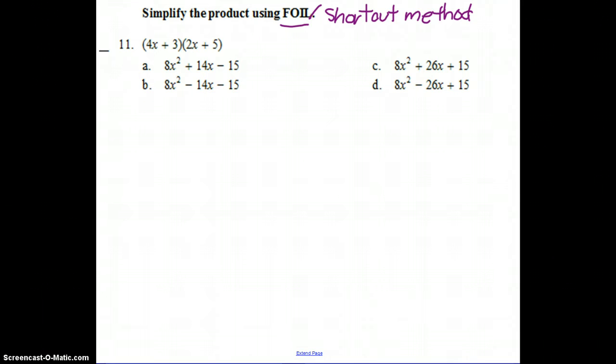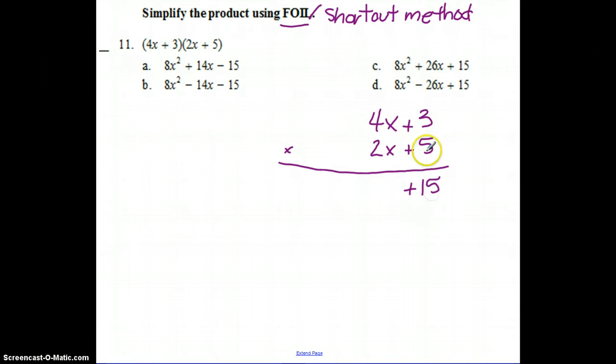So if I go through to use this and have 4x plus 3 times 2x plus 5, both of these are binomials. So it doesn't matter which one goes first, both 2 digits long, 2 terms long. Do my 4x plus 3 and then my 2x plus 5. Draw my multiplication sign up here and draw my line. And then I'm going to start multiplying. So 5 times 3 gives me positive 15. 5 times 4x would give me 20x.